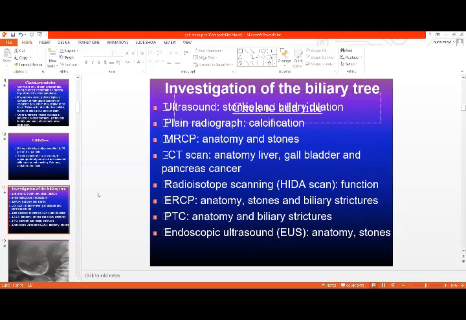What are the ultrasound investigations you do? Stones, and you can also say what is the diameter of the CBD. CBD normal diameter is up to 7 millimeter. If the diameter of CBD is raised, 9 millimeter or more than 1 centimeter, that means CBD is dilated and there is a suspicion of a stone in the bile duct. Okay, so keep that in mind.